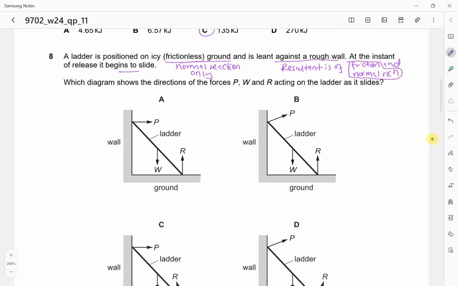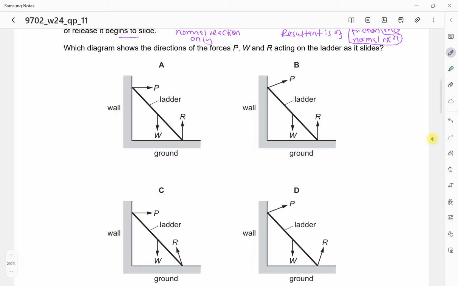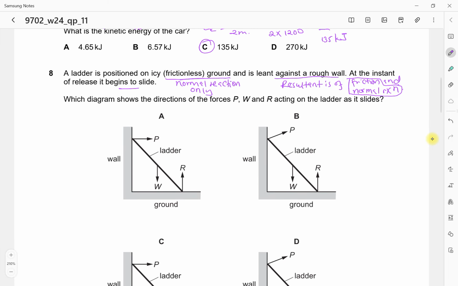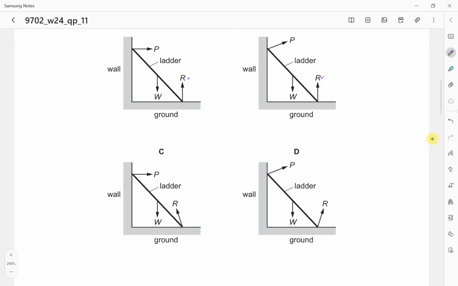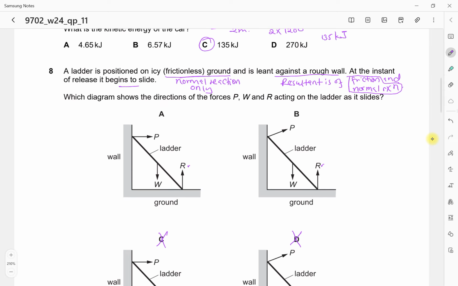So W is the weight. In all cases, the weight is downward, so we can't eliminate any using W. Then on the ground, we must have only one force which is normal to the ground. So this one, we have only one force normal to the ground. Now it means we eliminated D and C because the reaction there is not normal to the ground, yet the ground is smooth.